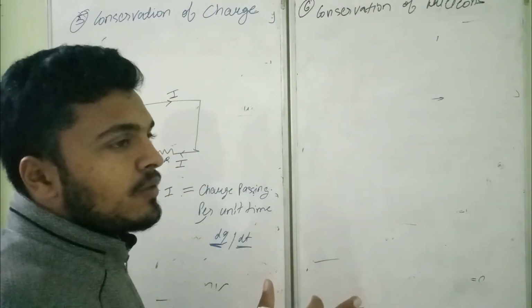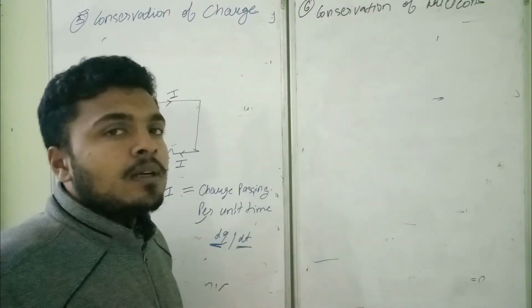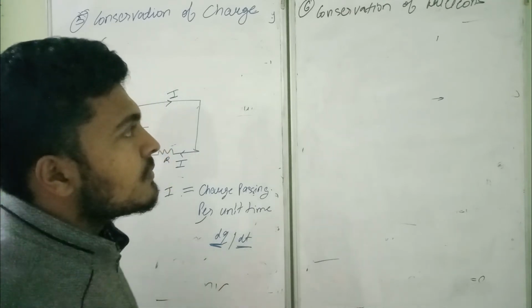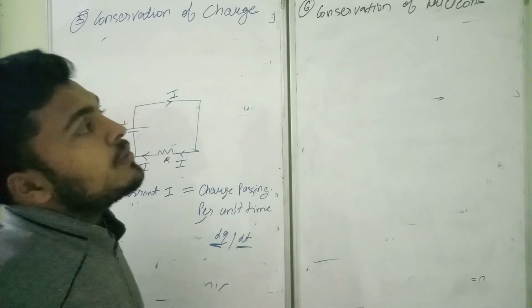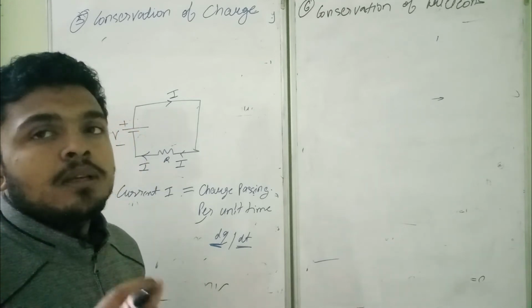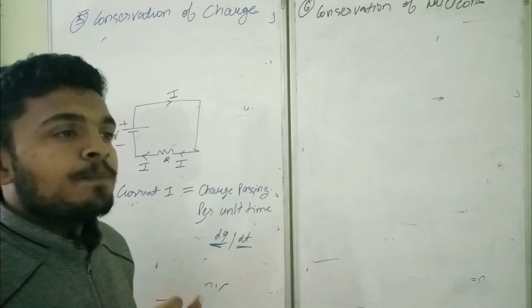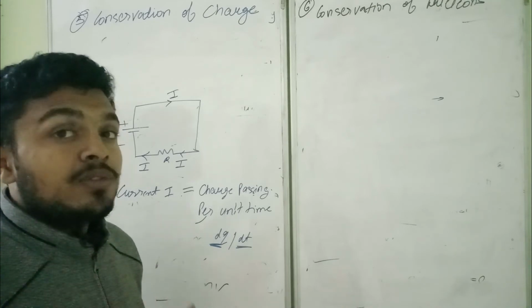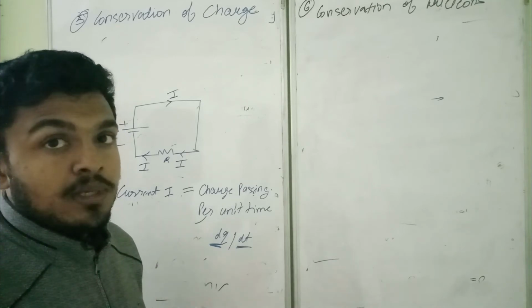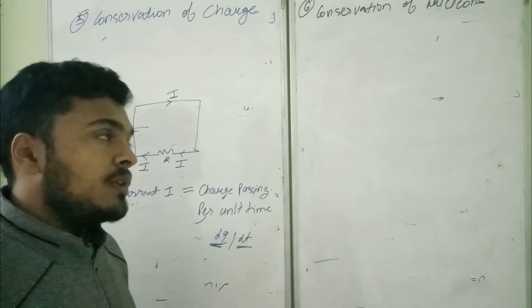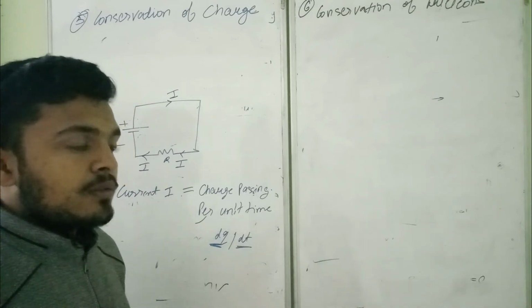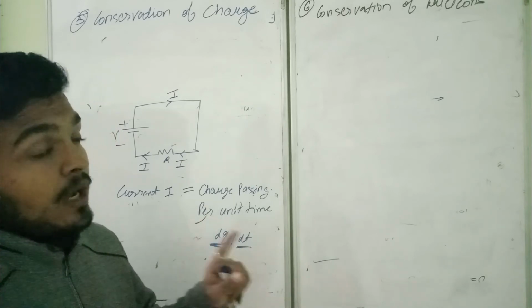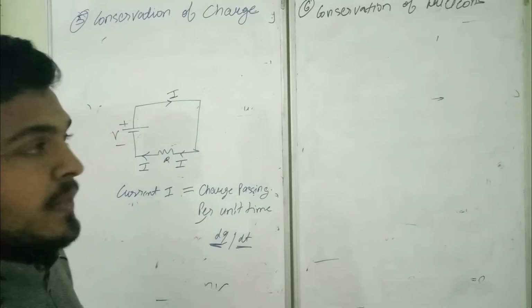The conservation of nucleons is essentially a conservation law of the conservation of mass. How? What are nucleons? The nucleons are the particles, the protons and neutrons, which are present in the nucleus. These particles present in the nucleus are called the nucleons. So the nucleons are conserved. The total number of nucleons before and after any reaction is conserved.